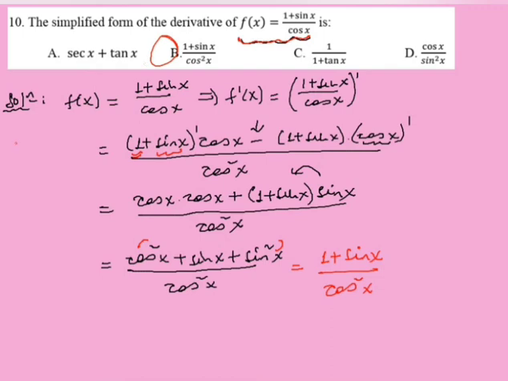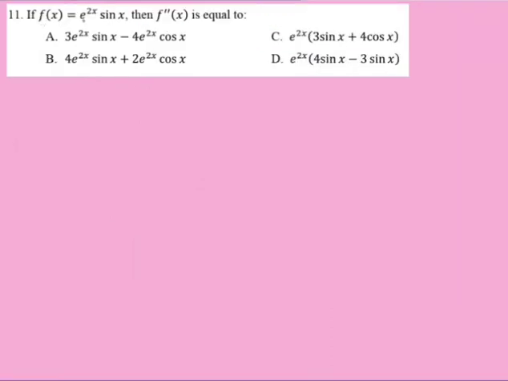If f of x is equal to e to the power of 2x times sine x, then what is the second derivative of this function? So here the function is a combination of exponential and trig, the product of exponential and trig, and we are asked the second derivative.